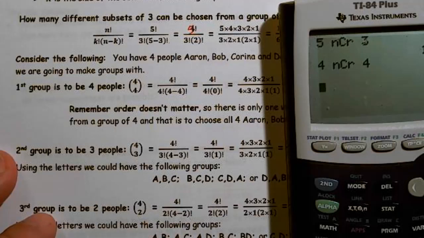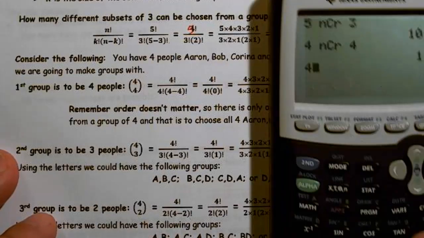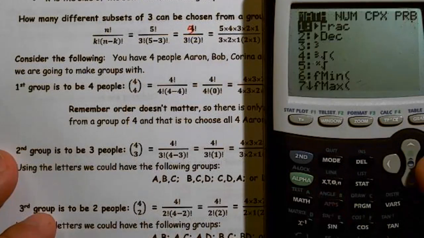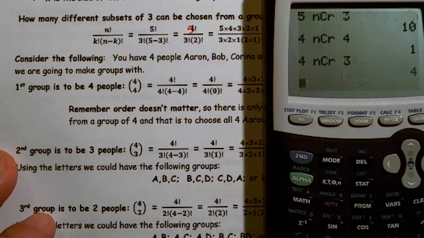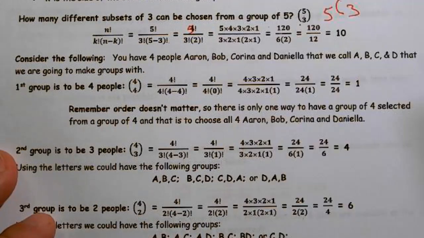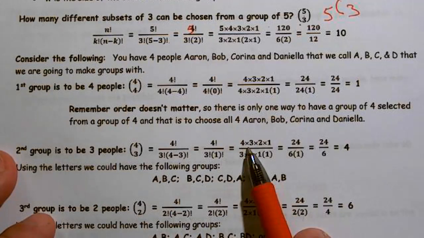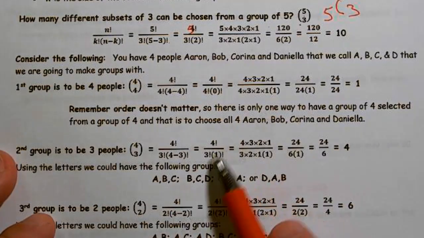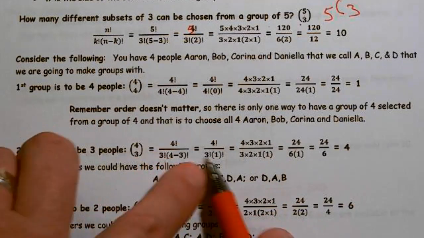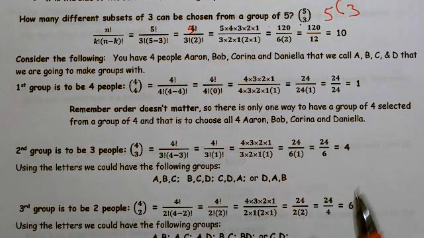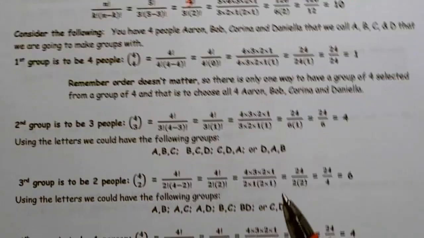So we press the number 4 on the calculator, and then math, probability, 3. It's like there's 4 different combinations, and here are the 4. Mathematically, it would be 4 factorial over 3 factorial, and then 4 minus 3 is 1 factorial, which is just 1. So 0 factorial and 1 factorial are the same.